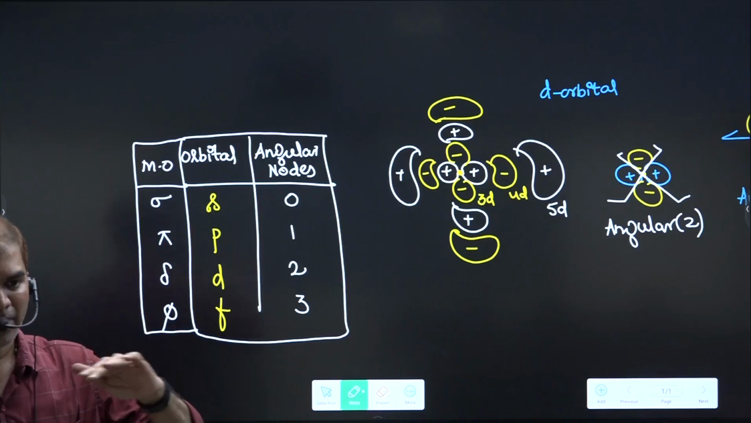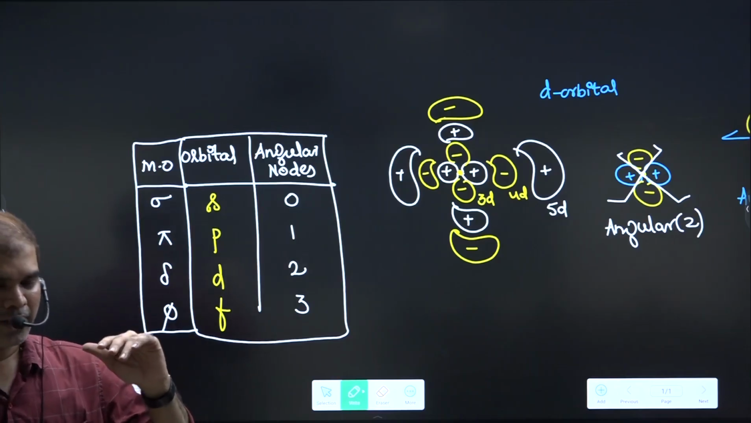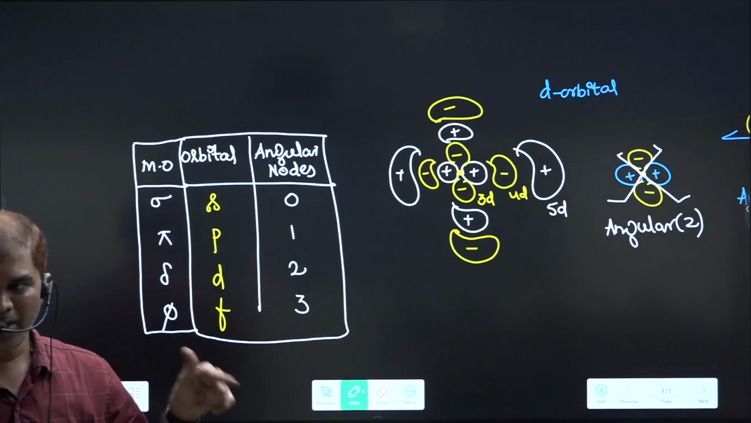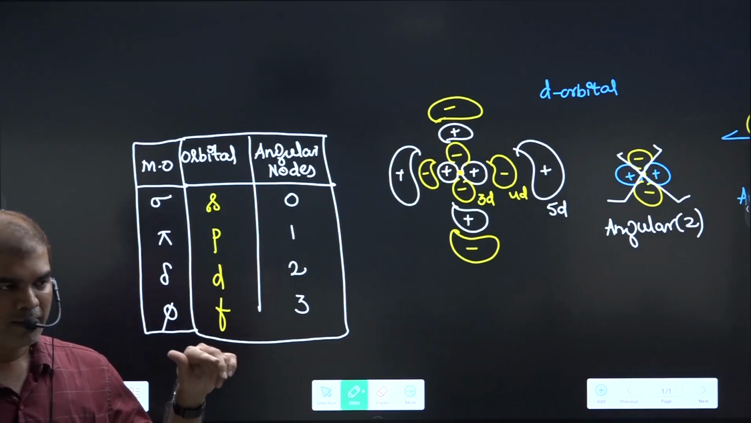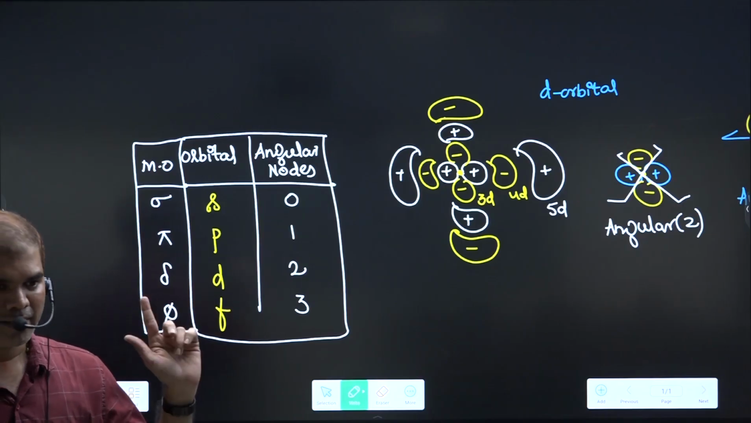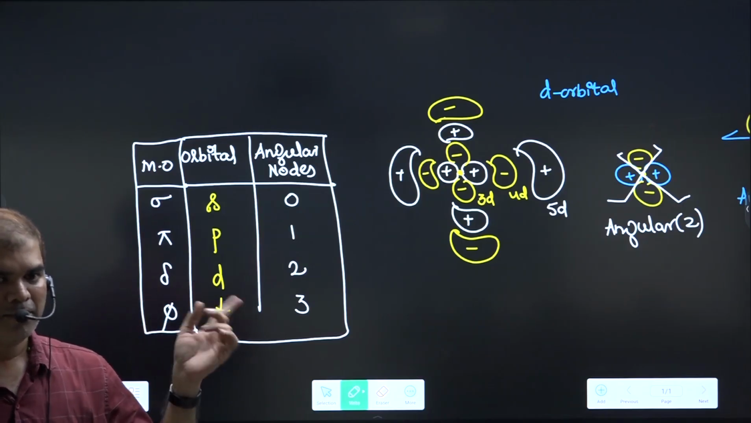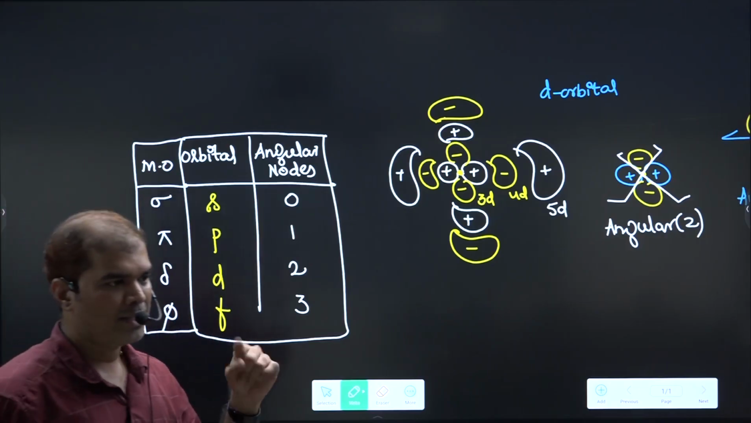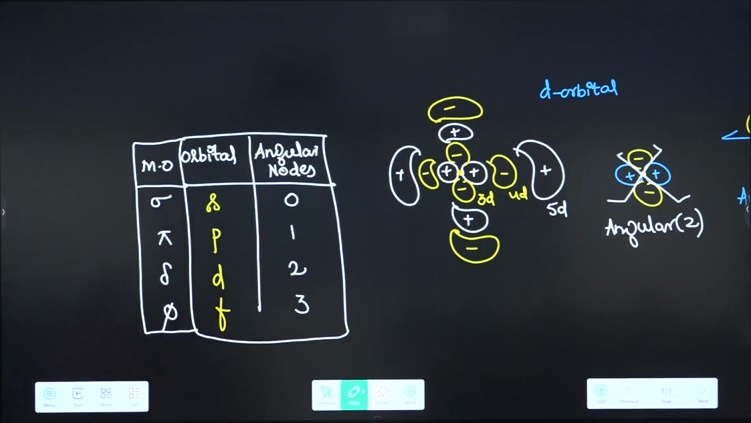Sigma bond, how is it formed? Head-to-head overlap. Electron density is present around the internuclear axis. But in pi bond, electron density is present perpendicular to the internuclear axis. There you will get a node. Even for molecular orbitals sigma, pi, delta, phi, the number of angular nodes are same as the corresponding atomic orbitals.